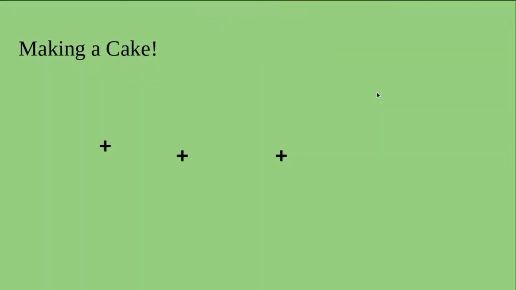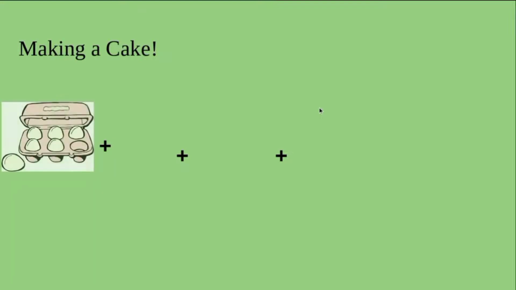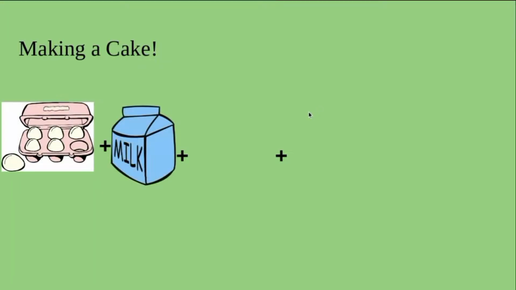Let's make a cake. When making a cake, you're going to need a set of ingredients to make it possible. You're going to need some eggs, a cup of milk or water, depending on what kind of cake mix you're using, and a little bit of vegetable oil.